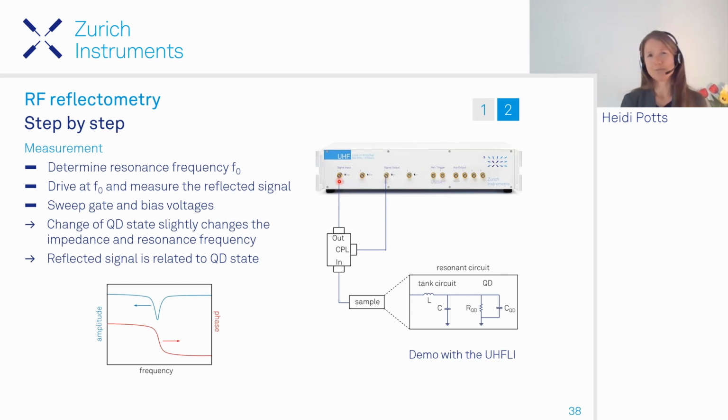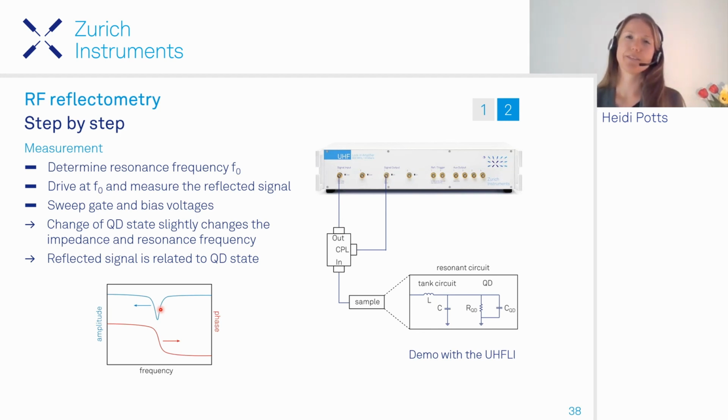And then to start your measurement, first you find the resonance frequency of this resonance circuit. To do this, you sweep the frequency and then measure the reflected amplitude and phase. At the resonance, you're expecting to see this characteristic dip here in the amplitude. After you've characterized this, you can choose a frequency for your measurement that is somewhere close to the resonance, and then start changing the quantum dot gates, magnetic fields, and so on to map out your device entirely.